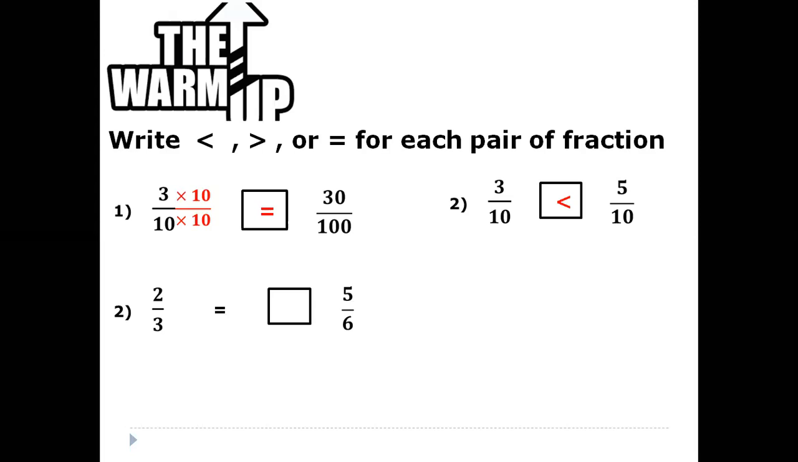If you look at number 3, we have 2 over 3 and 5 over 6, different denominators. We look at the smaller one, which is 3 here. Can we multiply 3 by any number to get 6? Of course. We can multiply 3 times 2, and we do the same for the numerator. So we get 4 over 6, and the other is 5 over 6. Now 5 over 6 is bigger than 4 over 6 because 5 is bigger than 4.